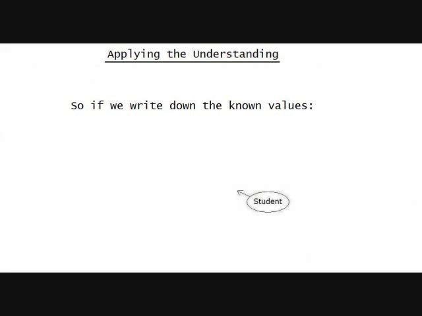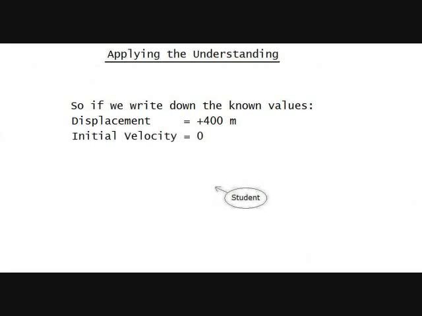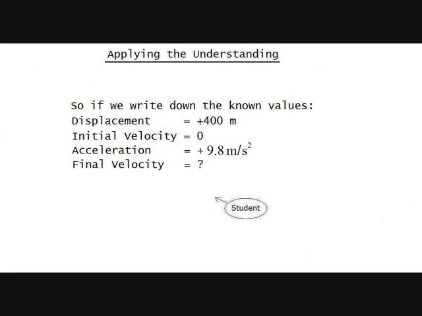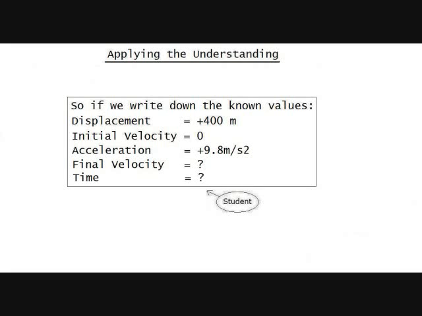So if we write down the known values, displacement is equal to plus 400 meters. Initial velocity is equal to 0. Acceleration is equal to plus 9.8 meters per second square. We need to find final velocity and time.